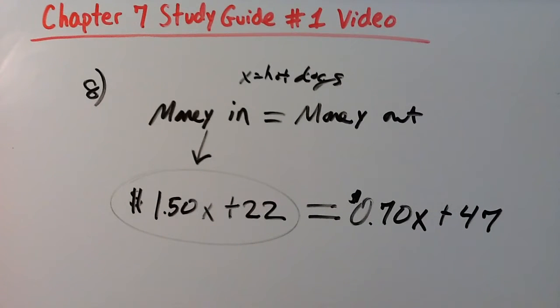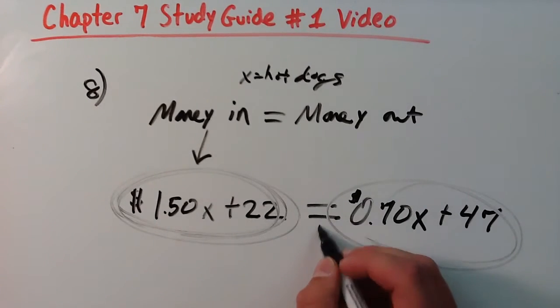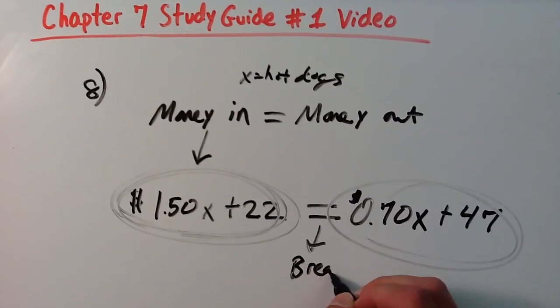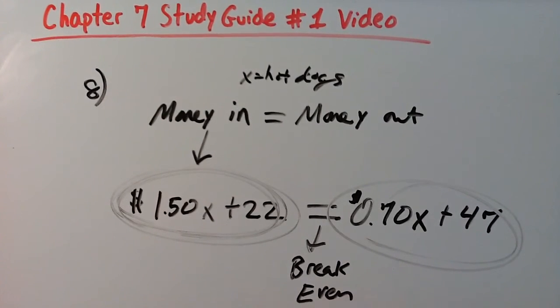Okay, so now, because I have money coming in equal to money going out, or the money that they had to spend, this means they will break even. Whatever they make is equal to what they spent. That means they broke even. So now I'm looking for the equation, the options, where I have this equation: 1.50x plus 22 is equal to 0.70x plus 47, and that would be option B. Option B is that equation.